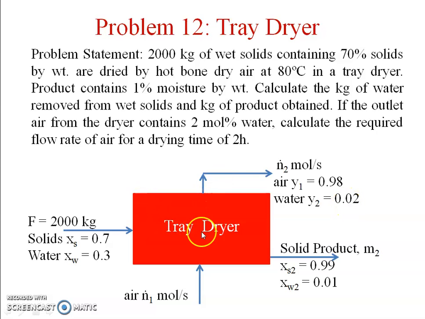Okay, now if this tray dryer has to finish this job within 2 hours, that is, the drying time is 2 hours, then it has been asked how much air you have to circulate through this dryer. So you have to find out how much air you have to blow through this dryer at 80 degrees centigrade in order to complete this drying process within 2 hours.